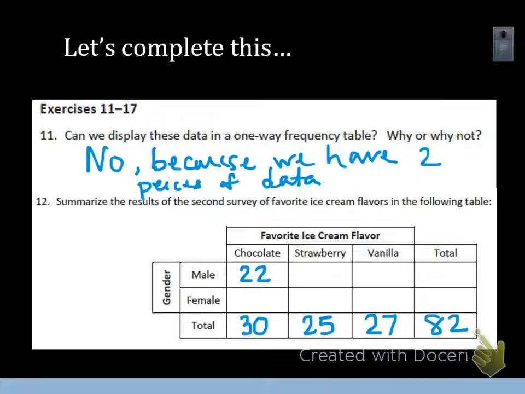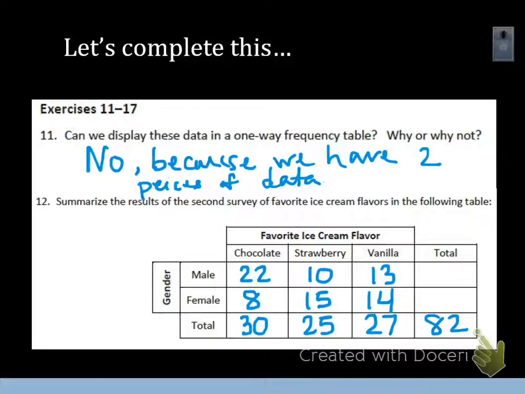So I should be able to fill in the female box. I'm going to take 30 minus 22, and that is 8. So that means 8 of them were female. Of the 25 that preferred strawberry, 15 of them were females. So I know that the number of males that preferred strawberry were 10. 25 minus 15 is 10. And the last piece of information was that of the 25 that preferred vanilla, 13 of them were male. So to get the female, I take 27 minus 13, and I get 14.